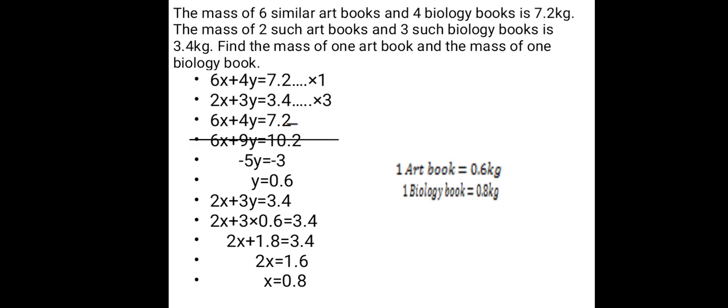Substitute the value of y in any of those 2 equations, which I have substituted in the second equation, to get the value of x. So wherever there is y, put 0.6. So you have 2x plus 3 multiplied by 0.6 is equal to 3.4. 2x plus 1.8 is equal to 3.4. 2x is equal to 1.6 and the value of x is equal to 0.8. Therefore, the mass of 1 art book is 0.8 kilograms and the mass of 1 biology book is 0.6 kilograms.